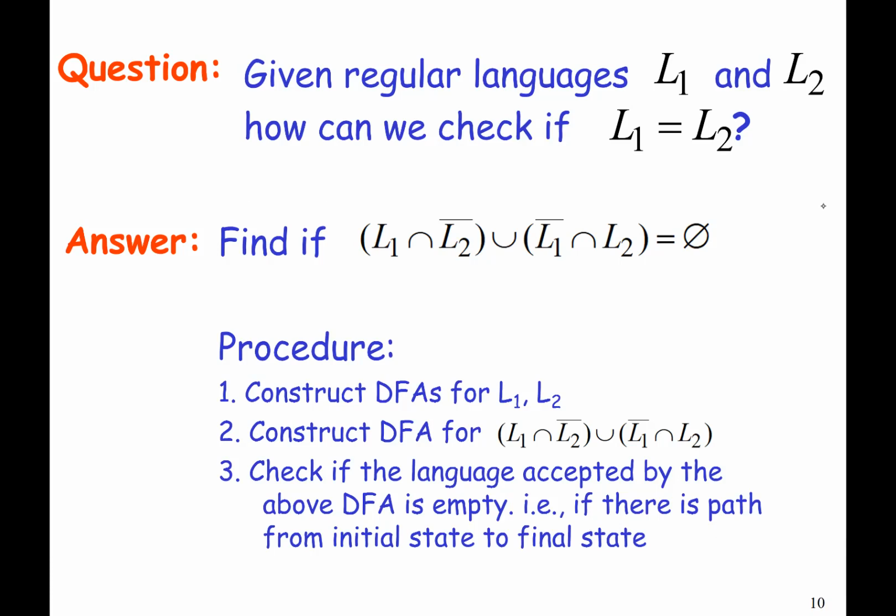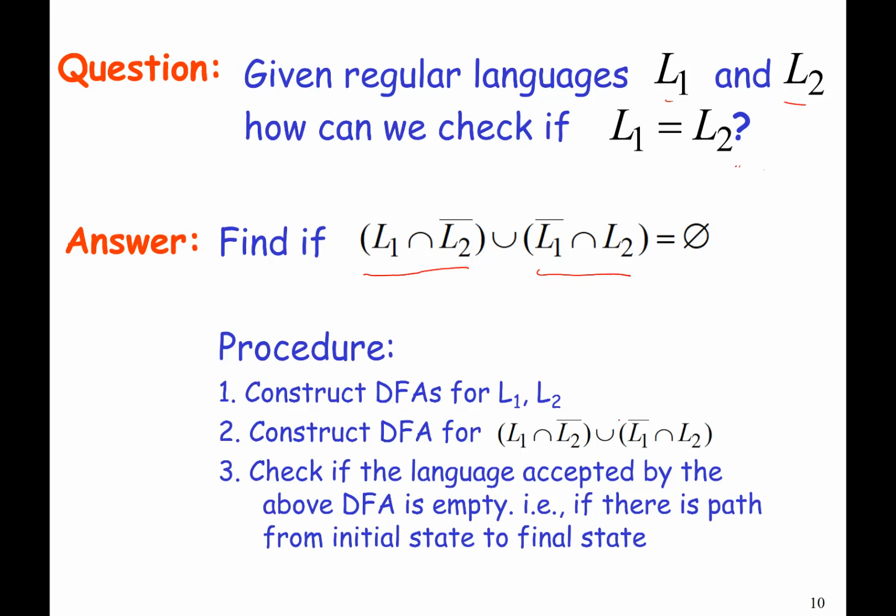Another question that comes up often is, given two regular languages L1 and L2, are the two regular languages equal? Equal in terms of the number of strings that they accept. Remember, L1 and L2 could be infinite, so they can contain an infinite number of strings. So visual checking of strings may not be possible. So the logic should be to find out if L1 intersection L2 bar union L1 bar intersection L2 is empty.